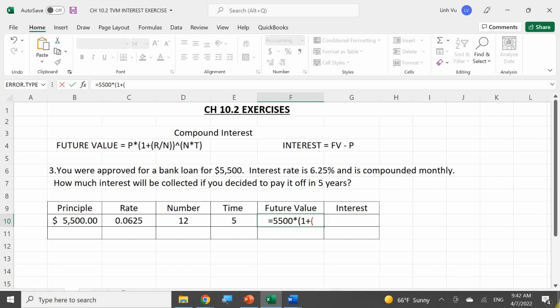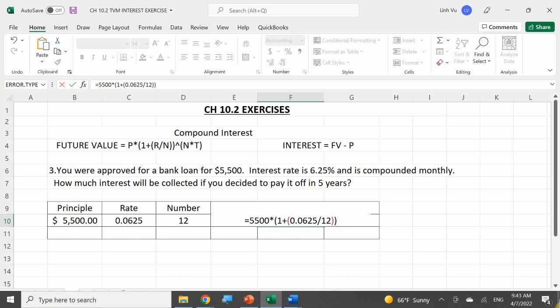So what do I want first? I want my rate of 6.25%, which in this case I put as 0.0625. And I'm going to divide this by my number of times compounded, which is 12. So I'm going to end this parentheses, and then I need to end with my second parentheses because I have 2 parentheses here.